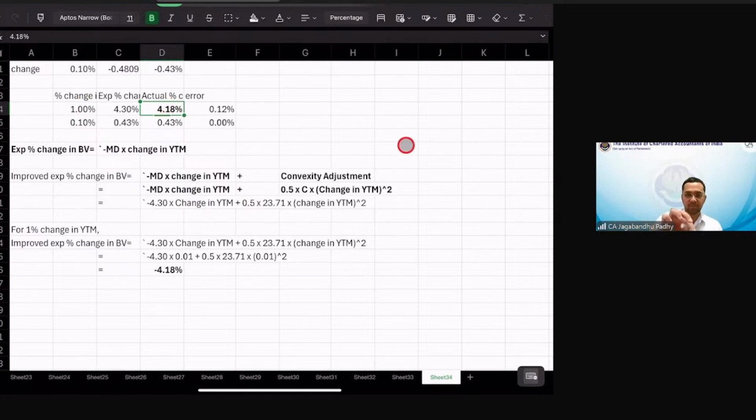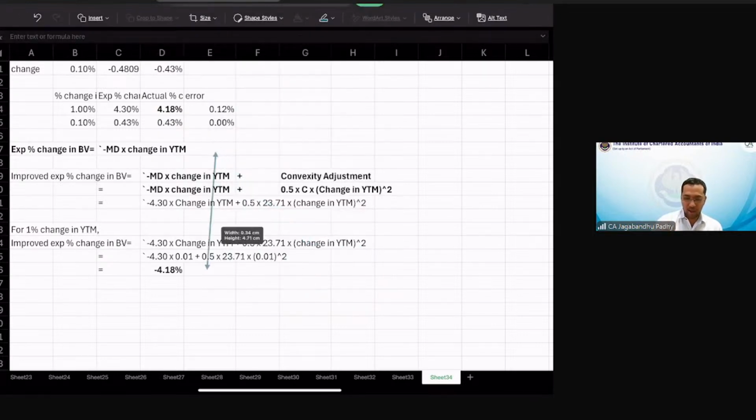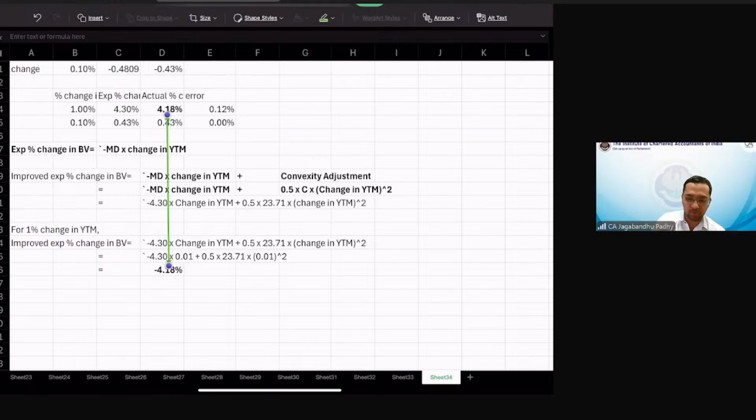This was 4.18%. Now, we can see that our expected change and the actual change that we observed previously, with the error which we were having, that error is now totally outside the purview, because the error has been removed, and 4.18% was the actual percentage change that we were observing. There we were saying that the error is 0.12%. We added a convexity effect over here, and we found that the percentage change in the bond value matches the actual percentage change in the bond value that we were observing.